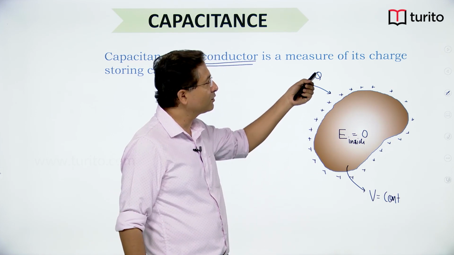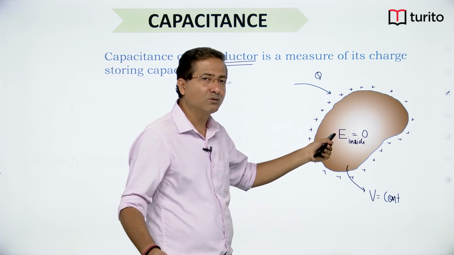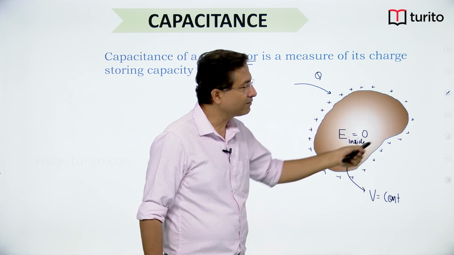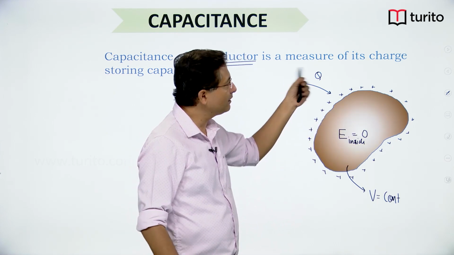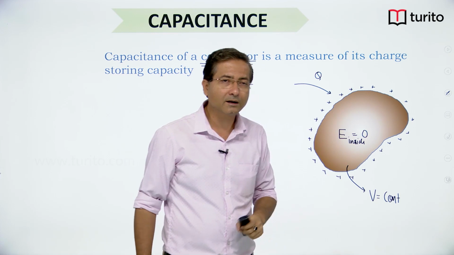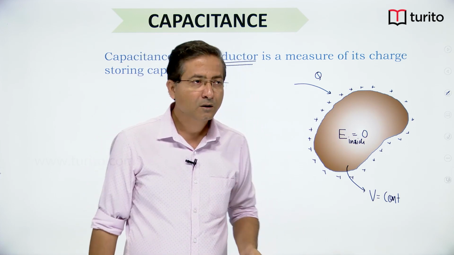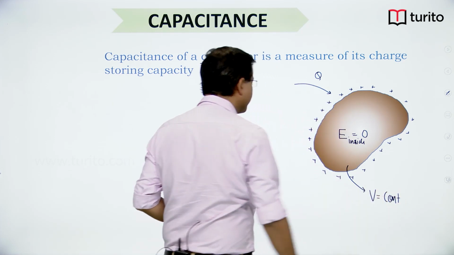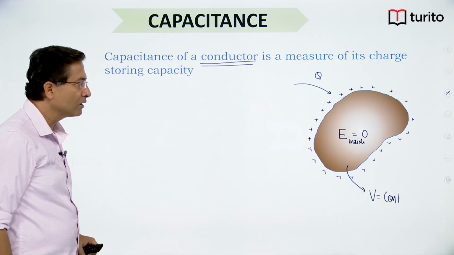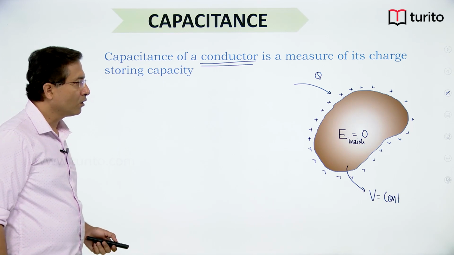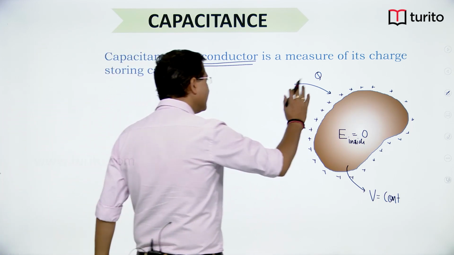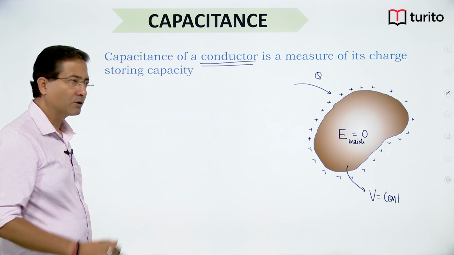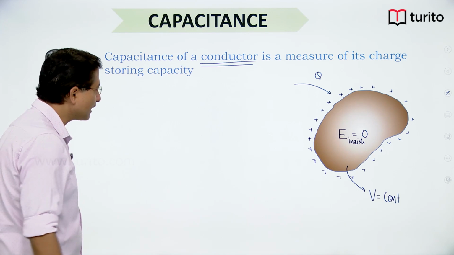For example, you give Q, and the potential everywhere is 2 volt. You increase the charge to some Q dash, and the potential everywhere becomes 4 volt. Similarly, if you further change the charge, the potential everywhere becomes 8 volt, right. So, depending on what charge we have given, we get the potential. I can say the potential of the conductor is directly proportional to the charge it receives.